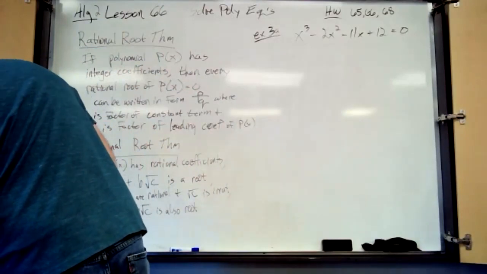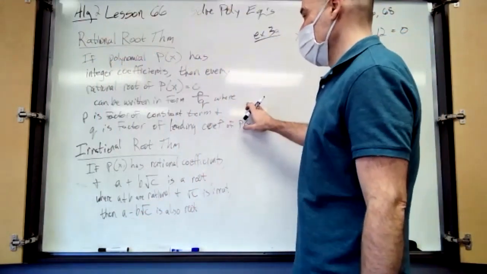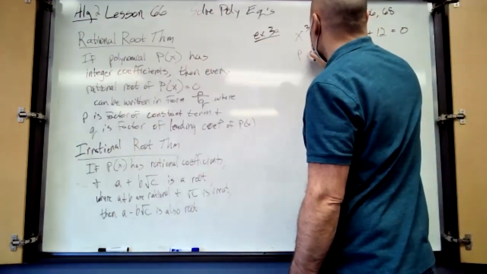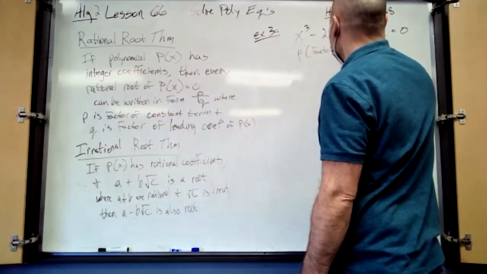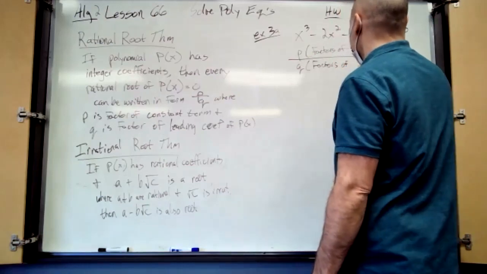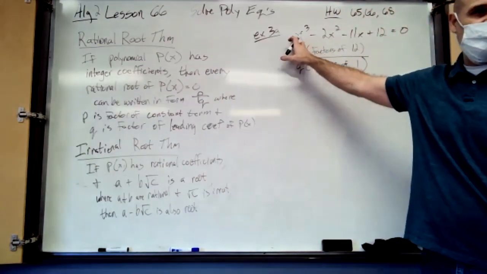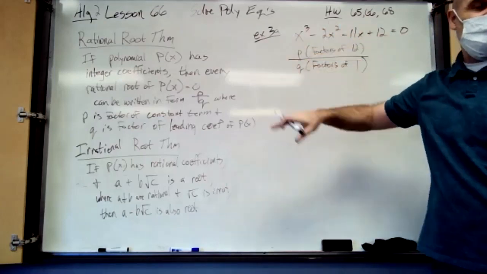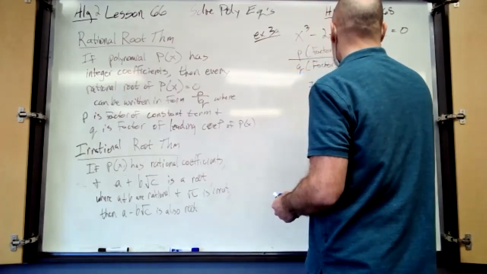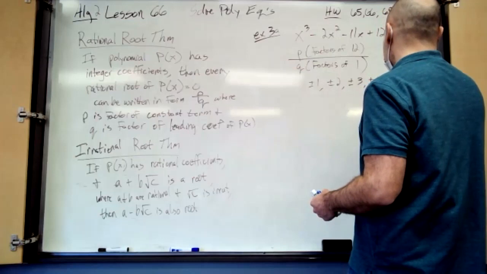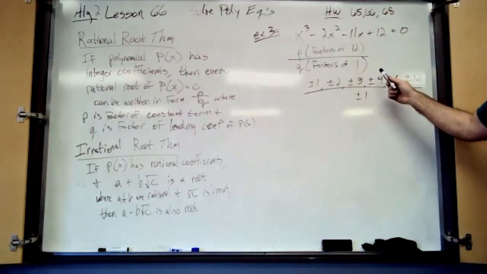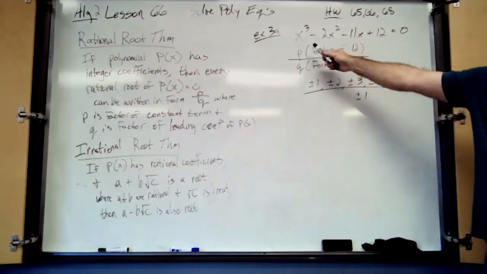Okay? So here's the deal, p is a factor of the constant term. What are the factors of 12? Factors of 12. And then q are the factors of 1, right? Because it's the leading coefficient. So it's the factors of this over the factors of this. There's a bunch of different combinations. So p could be plus or minus 1, plus or minus 2, plus or minus 3, plus or minus 4, plus or minus 6, plus or minus 12, all over plus or minus 1. So all the factors, positive and negative, of 12, and all the factors of 1.